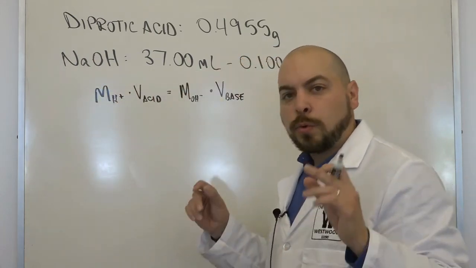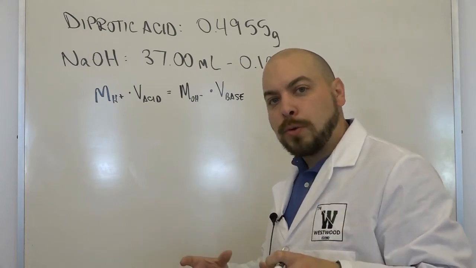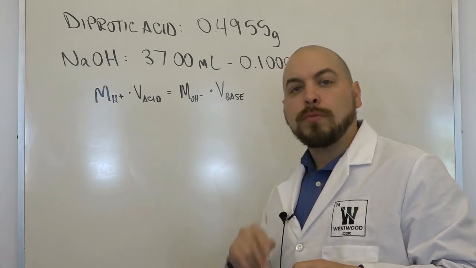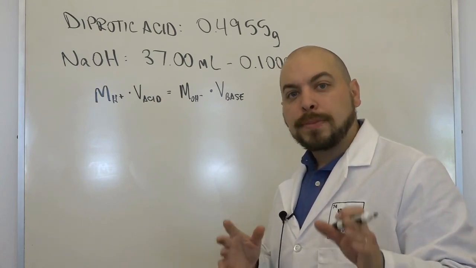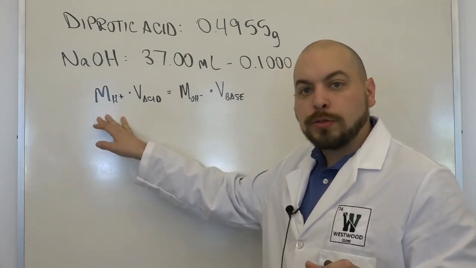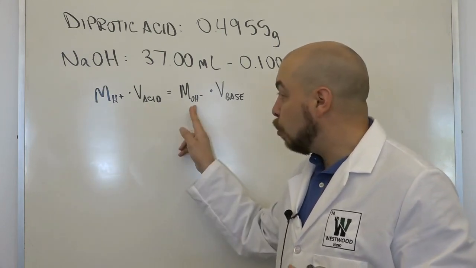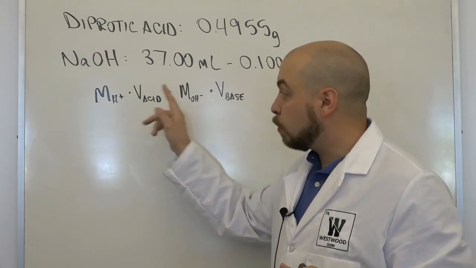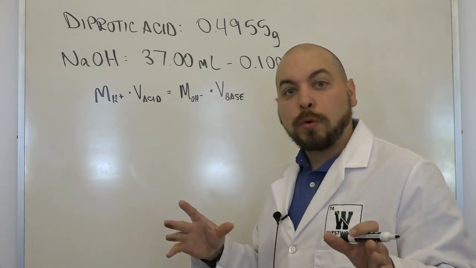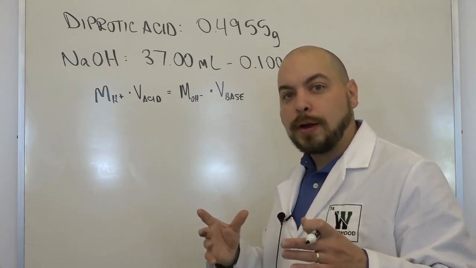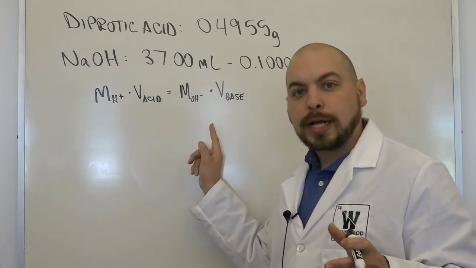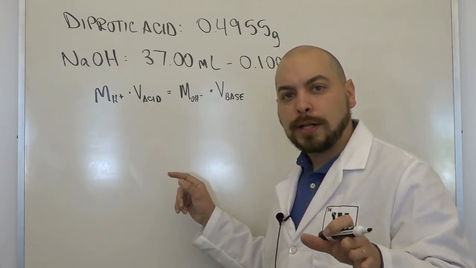Now, because we're dealing with a diprotic acid, for every 1 mole of acid, there's 2 moles of H+. That means that when we're actually doing our neutralization, it takes 2 hydroxides to react with every 1 mole of acid. All right, so this is very important to understand, using the understanding that we have a diprotic acid. So we're going to solve for this in a few minutes.